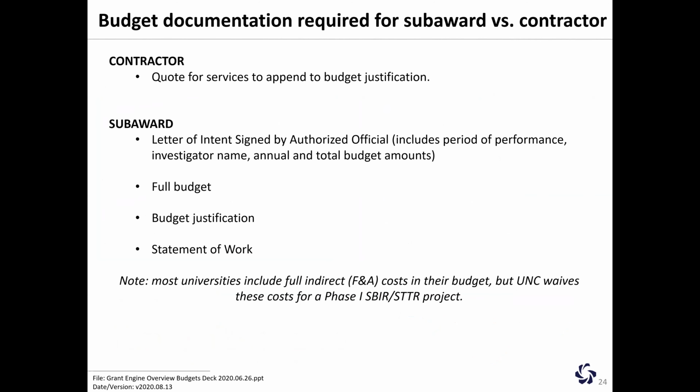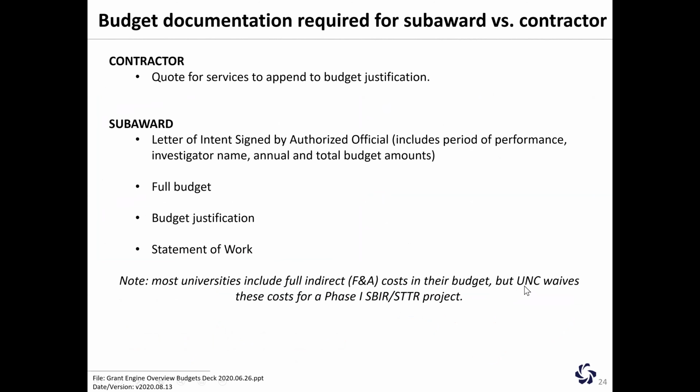How much documentation do you need? That external contractor, you just need a quote. Throw it in the budget justification section. For a subaward, this would be a university, generally speaking, UNC, Duke, KUMC, et cetera. You need the letter of intent signed by an authorized official, which includes these key pieces of information: the budget, the justification, and a paragraph generally that documents the statement of work.